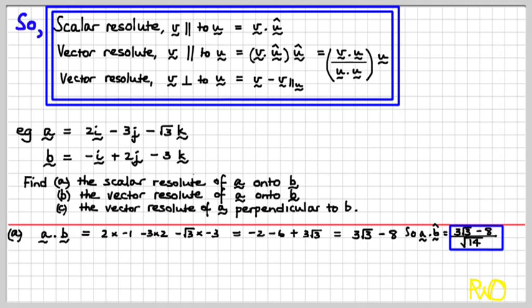Okay, so that little expression there is the scalar resolute of A onto B. For you and me, yippee. Okay, good. Now we'll do B.